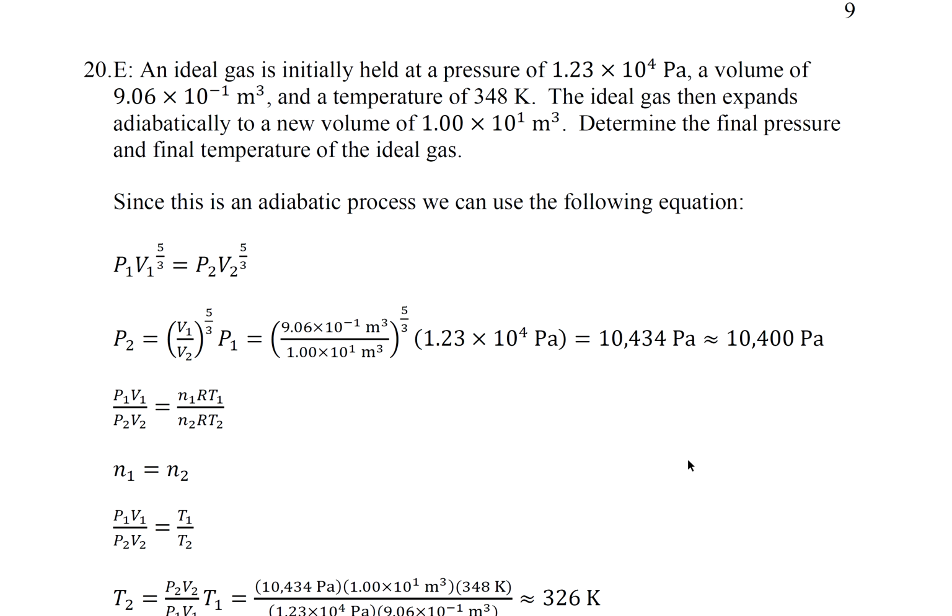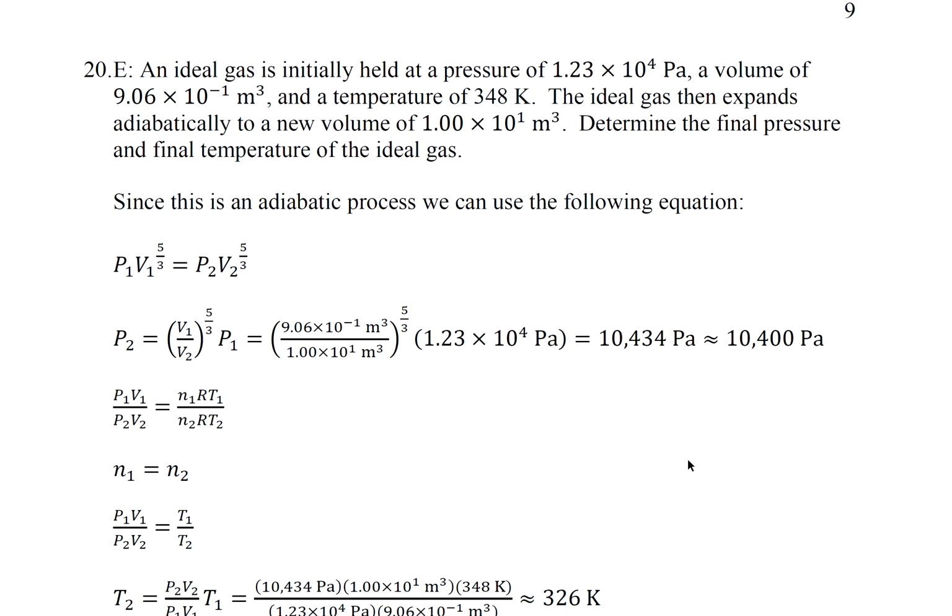Question 20. An ideal gas is initially held at a pressure of 1.23 times 10 to the 4 pascals, a volume of 9.06 times 10 to the 1 meters cubed, and a temperature of 348 Kelvin. The ideal gas then expands adiabatically to a new volume of 1 times 10 to the 1 meters cubed. Determine the final pressure and final temperature of the ideal gas.